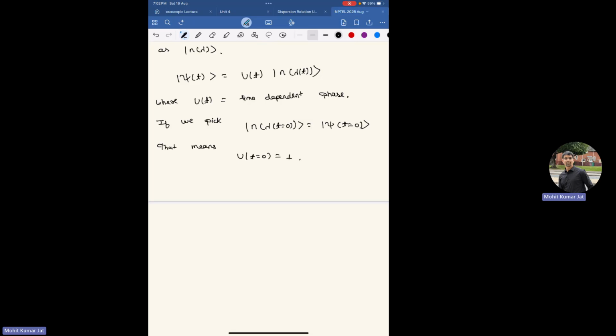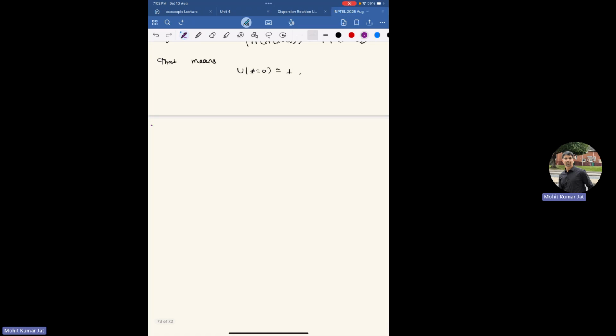Then our task is now to determine u(t) after we have taken lambda around the closed path and back to where we started.